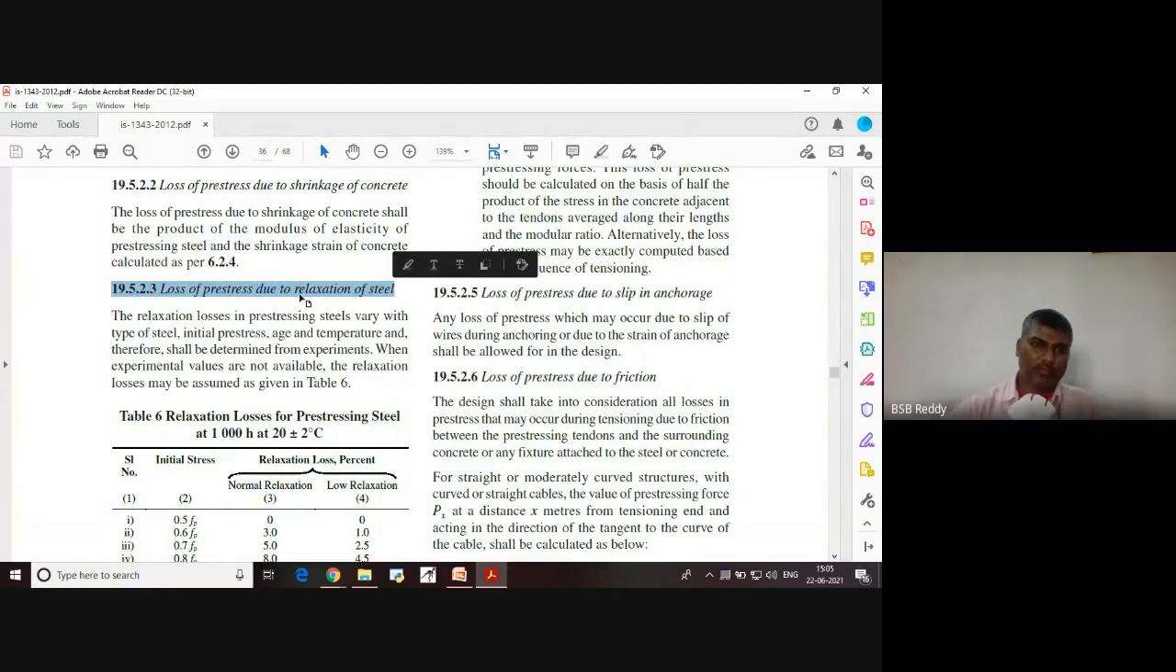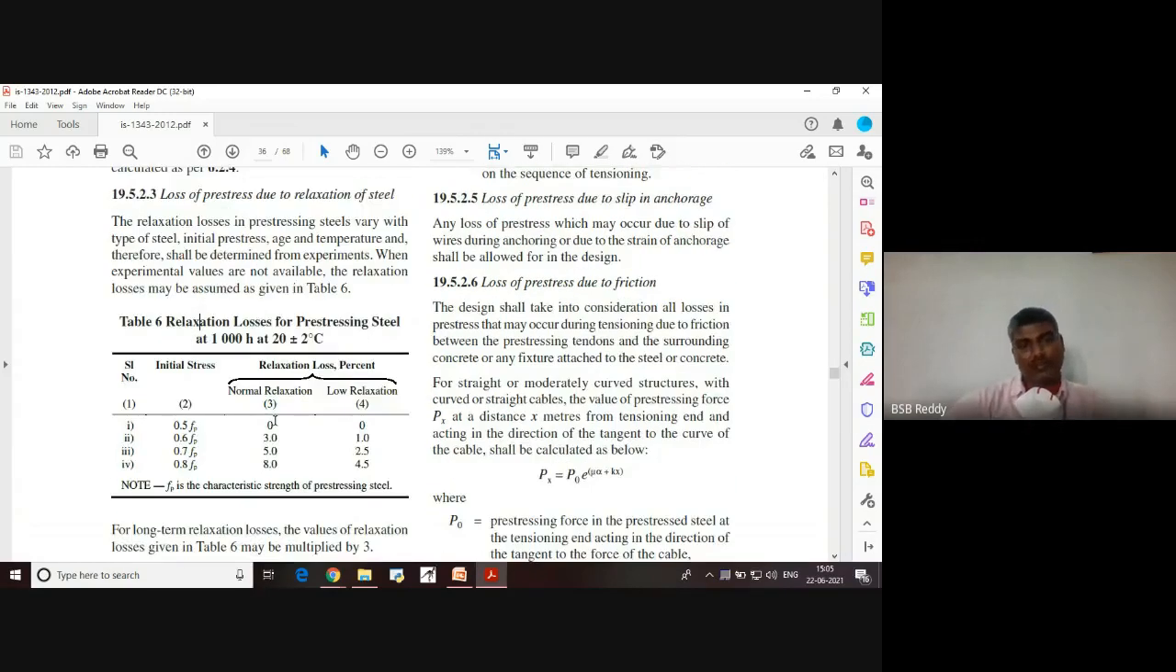19.5.2.3. Loss of pre-stress due to relaxation of steel. Right. So the relaxation loss is going to depend on type of steel, initial stress, age, temperature. Therefore, it shall be determined from experiments, and when experimental values are not available, then you can read it from table 6. Okay, so loss of pre-stress due to relaxation is measured at 1000 hours at 20 degrees centigrade plus or minus 2. Okay, so this table I have presented to you, that you can see here.